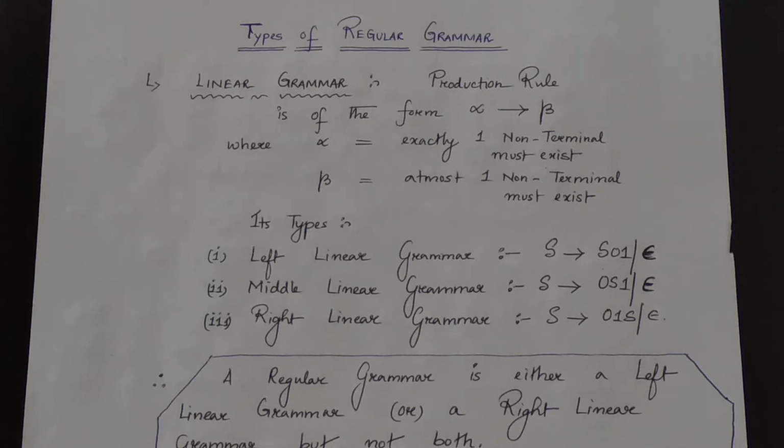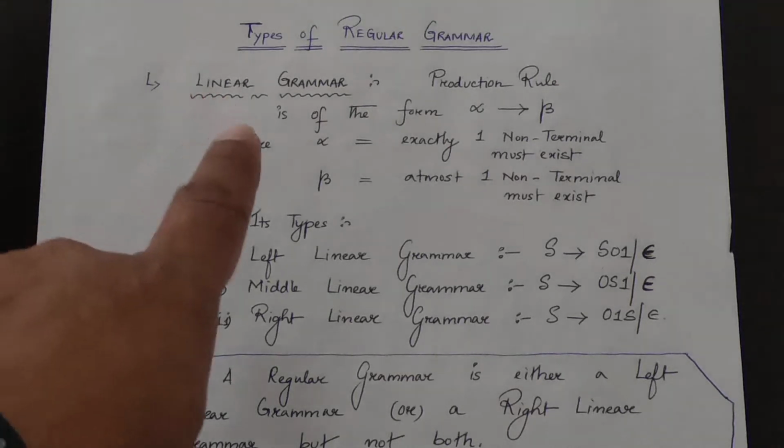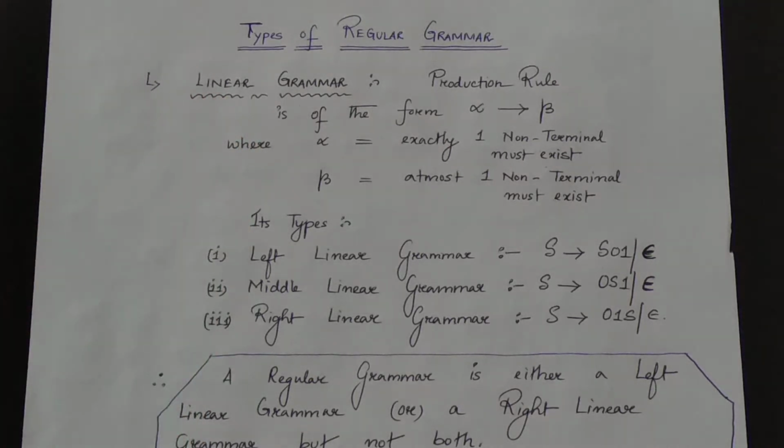Actually, the title of this particular topic is not types of regular grammar. I'll be discussing two important topics. One is linear grammar and the other one is derivations. In those two topics, that is linear grammar and derivations, you will be coming across the types of it. Okay, so let us check the first point that is already mentioned over here, linear grammar.